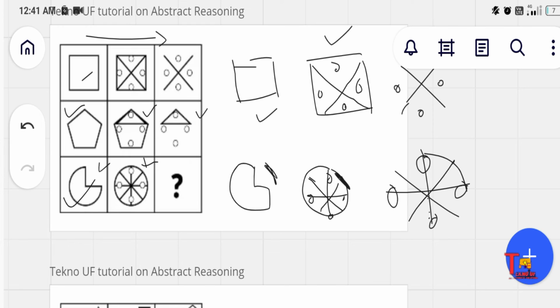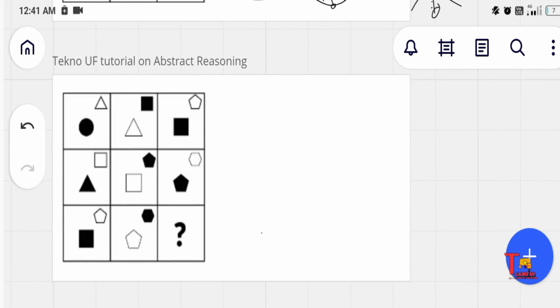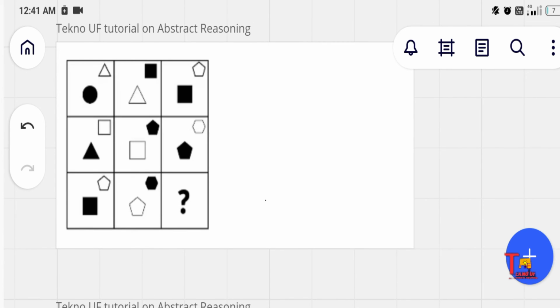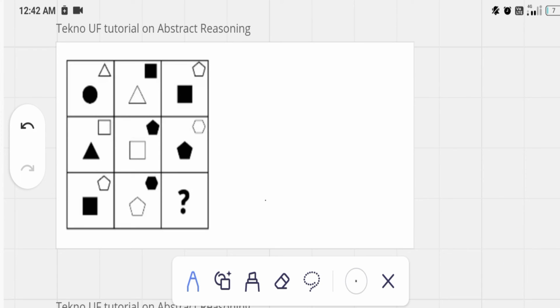Now let's move to the next problem. Just pause the video and try to solve the problem. Okay, I'm solving the problem. Just look very carefully. First I'm going from the left towards the right, row wise, or you can go column wise as well. Here I'm observing that I can go with column wise or row wise.